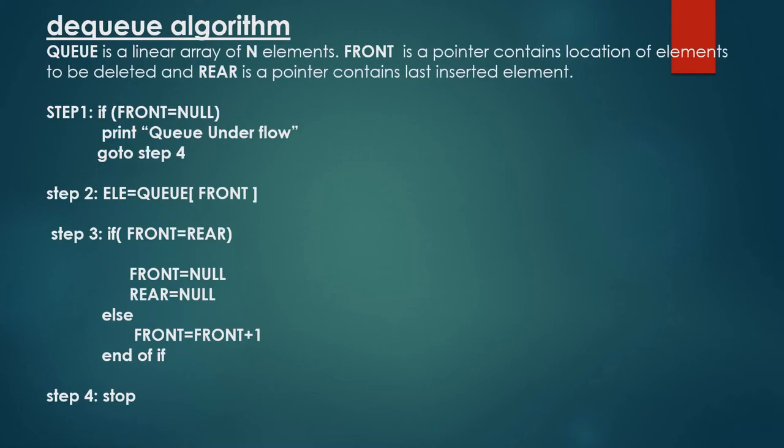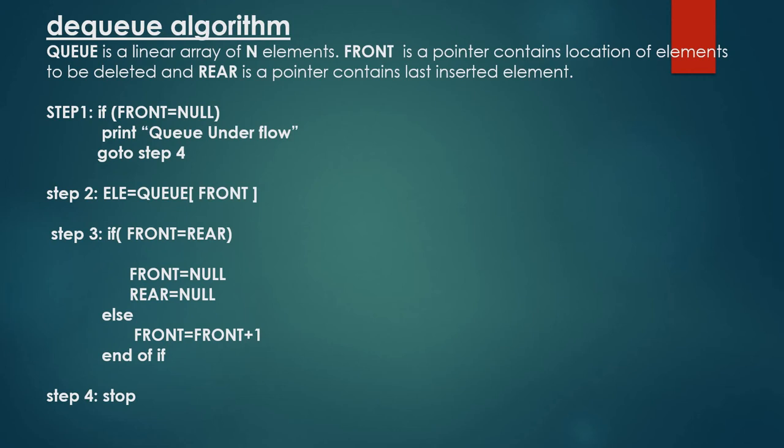Today we are discussing the dequeue algorithm. Dequeue means delete an element from a queue. Queue is a first in, first out list. Which one is first in? That is out first. First in, first out list.